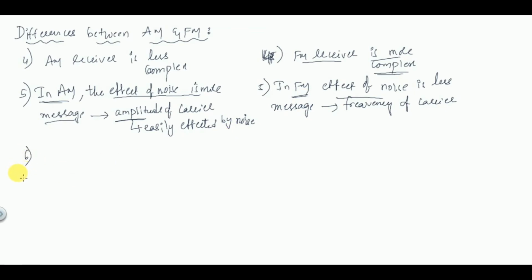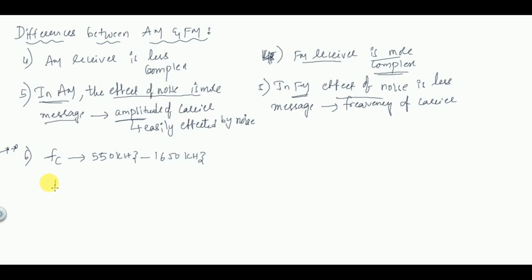So the sixth point here is the important points, that is the important differences between AM and FM. The carrier frequency used in AM is 550 kilohertz to 1650 kilohertz. Okay, so these are the standard values you have to remember.